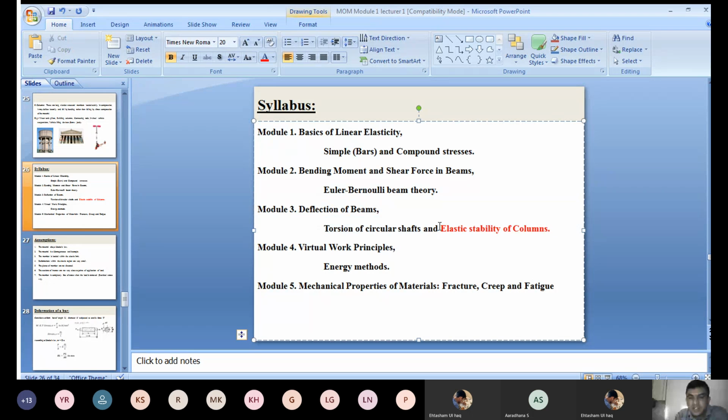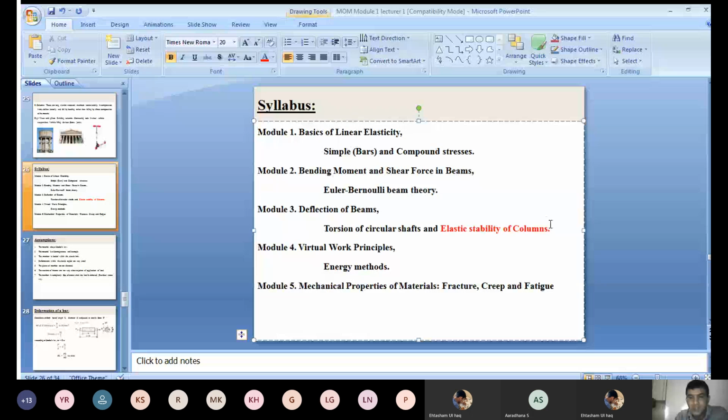But in the syllabus they have given the heading elastic stability of columns, though there is no content related to columns given in the syllabus. That's why I'll mark it in red color here. We'll discuss it in the aeronautical branch, where the same subject is also there. If you have a syllabus, we will continue this one, but I'll just give an overview of the elastic stability of columns.